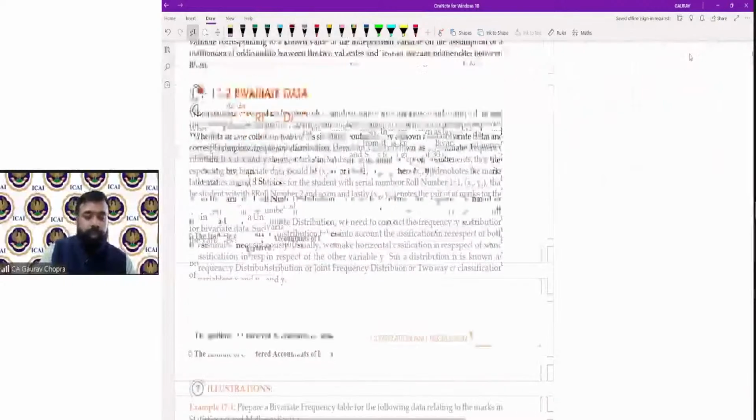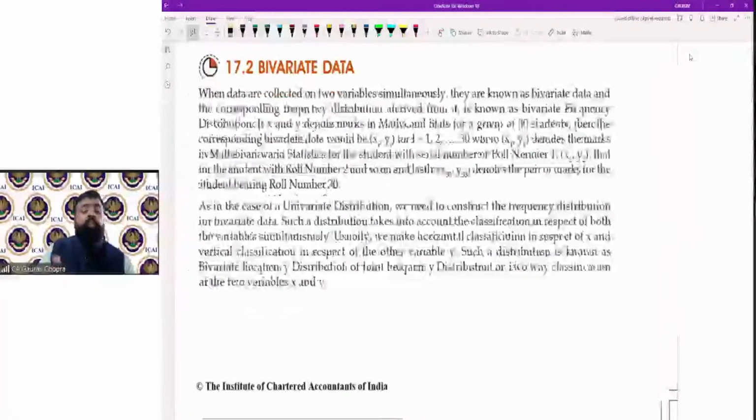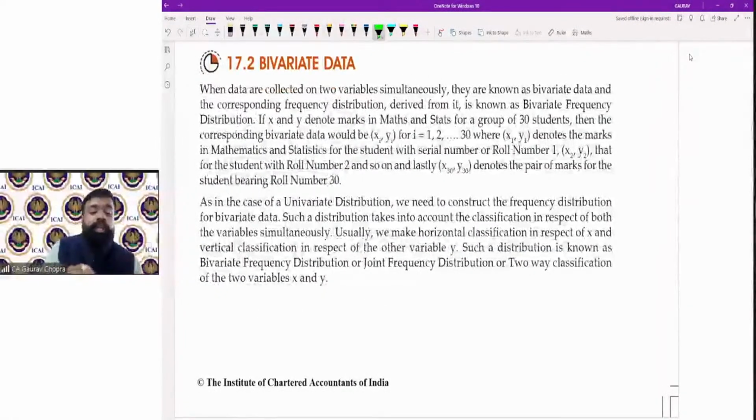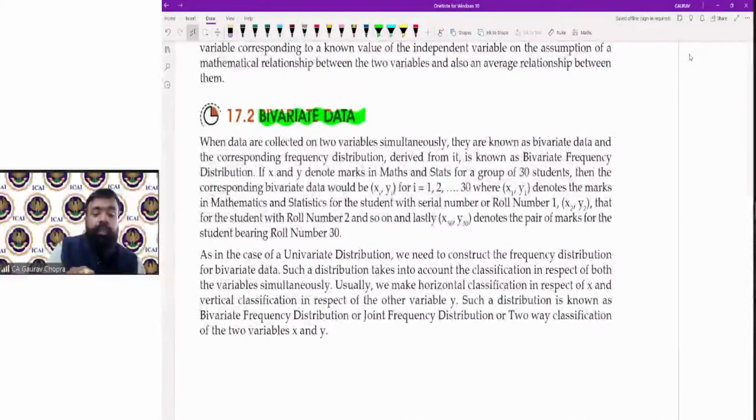So let us move with the topics. Now the first point here is bivariate data. Now what do we mean by the term bivariate data? Bi means two. So when there are two variables at the same point of time, then it is known as bivariate. So two variables at same point of time.